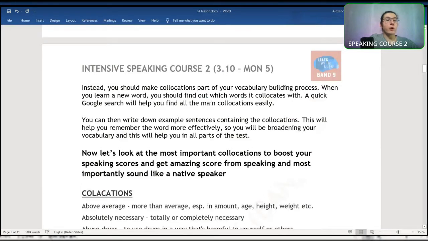You should make collocations part of your vocabulary building process. When you learn a new word, you should find out which words it collocates with. A quick Google search will help you with all the main collocations easily. Just by searching, you can search any word collocation. So for example, you can search up the word average. So, average collocation. Let's do this together. I'm going to show you an example real quick. One moment. Let me change my screen.